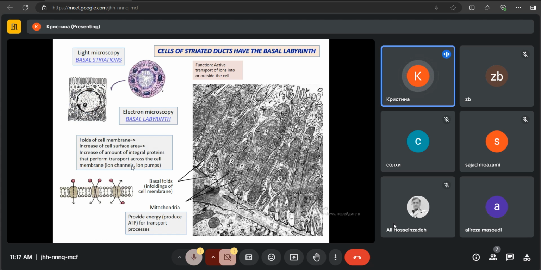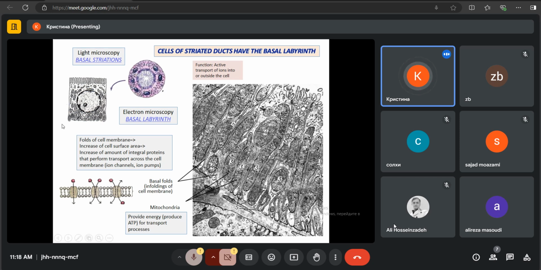Here is the function of the striated duct. So this is how it looks on light microscopy. The cells are oxyphilic because they have a lot of mitochondria, which are located around and mainly below the nucleus and form the structure which is seen on light microscopy as basal striations. These lines in the basal part of the cell.